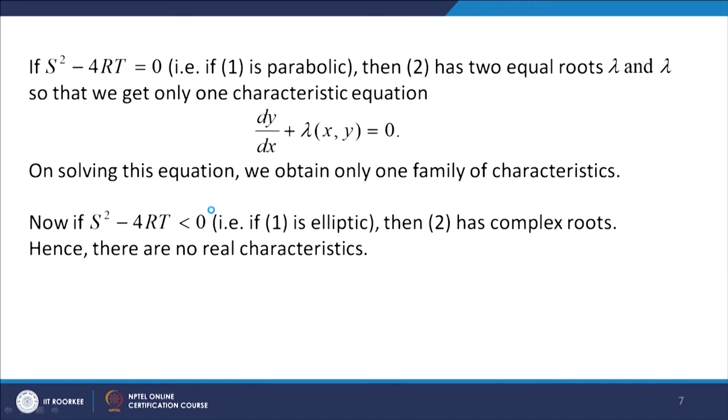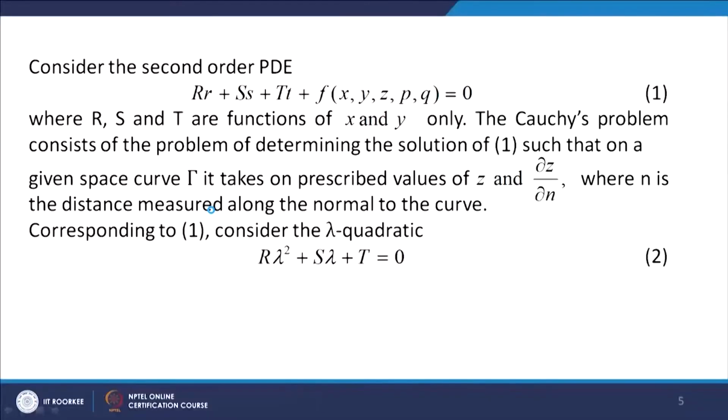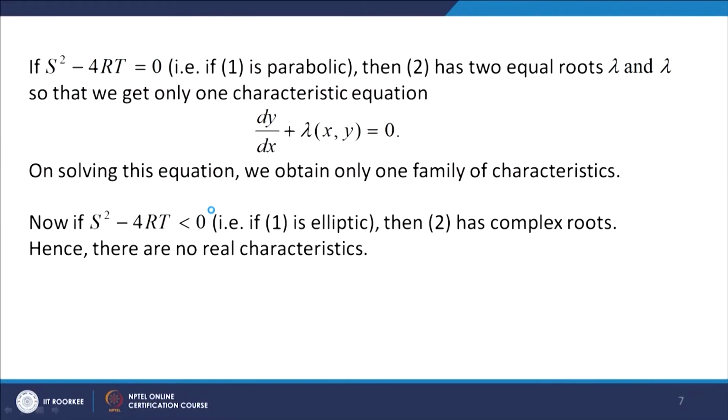Now, if it so happens that S square minus 4RT is equal to 0, then equation 1 we have defined as a parabolic partial differential equation, and in that case the lambda quadratic R lambda square plus S lambda plus T equal to 0 has two equal roots. Let us call them lambda and lambda, so that we get only one characteristic equation dy over dx plus lambda(x, y) equal to 0. When we solve this equation, we get only one family of characteristics.